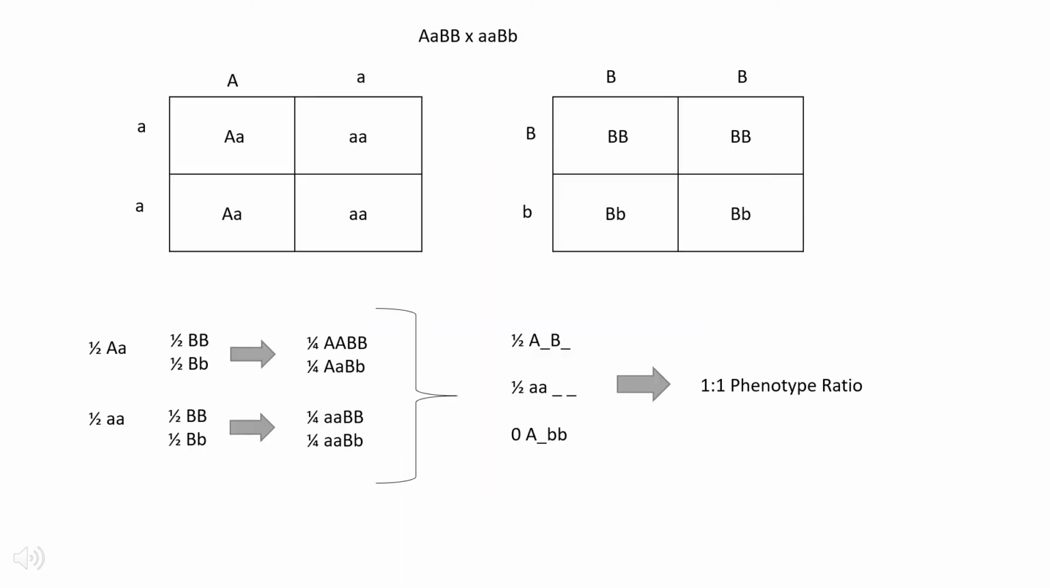Using the same example, a second cross is performed. Similar to the first example, the probability of each genotype at the A locus is multiplied by that at the B locus, displayed on the branch diagram below. Half of the resulting genotypes display dominance at both the A and B loci. The other half are homozygous recessive at the A allele, resulting in a 1-to-1 phenotype ratio.